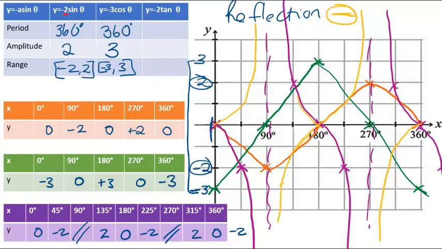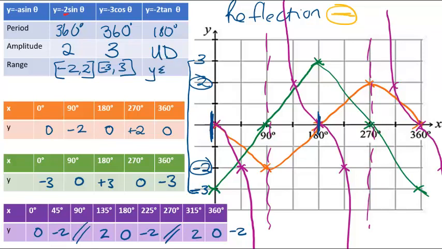Let's do the period of a tangent graph. It is from 0 to 180. From start to start, it's still 180 degrees. The amplitude is still undefined, it does not exist, and the range is infinity. Y is an element of all real numbers.